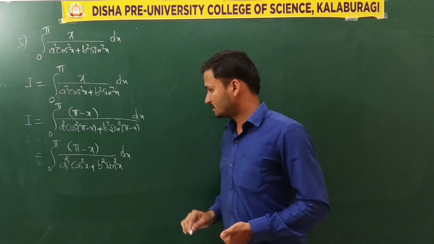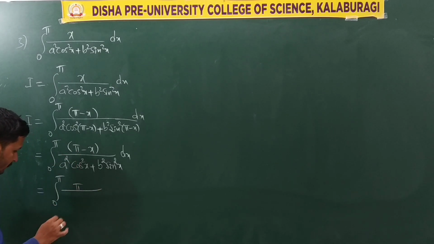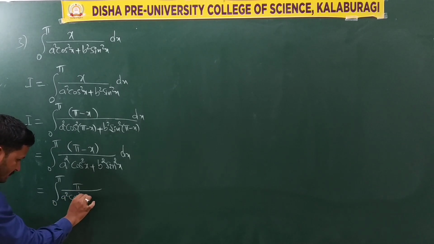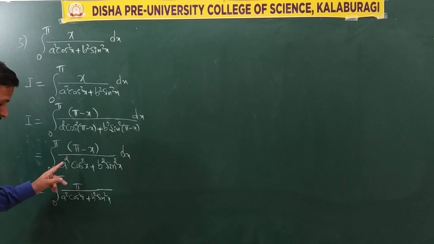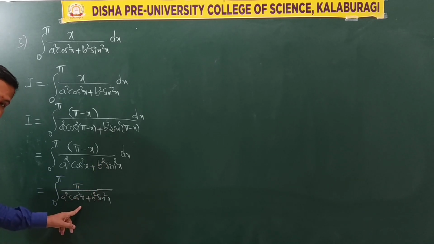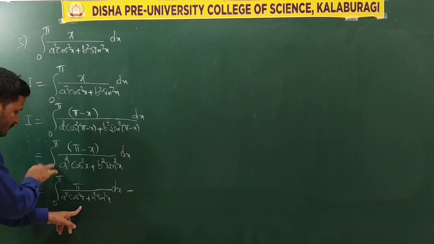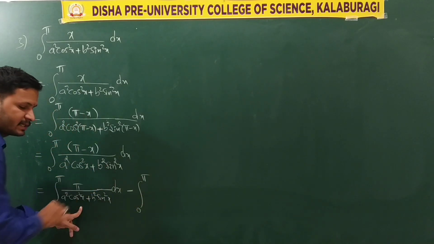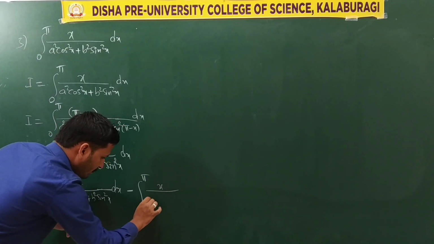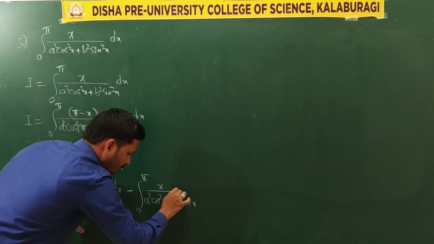Got it? So next, let us split this. How can we write this? Integration from 0 to pi of pi divided by a square cos square x plus b square sin square x into dx, minus again integration from 0 to pi of x divided by a square cos square x plus b square sin square x into dx.